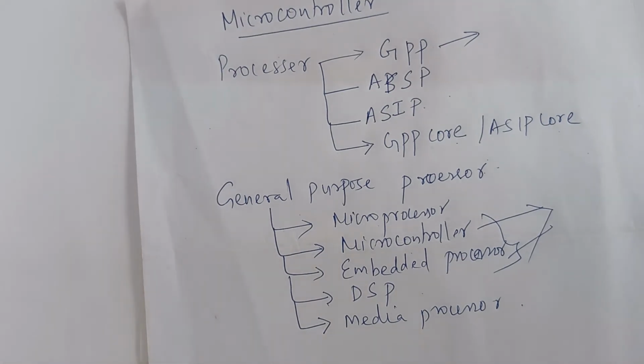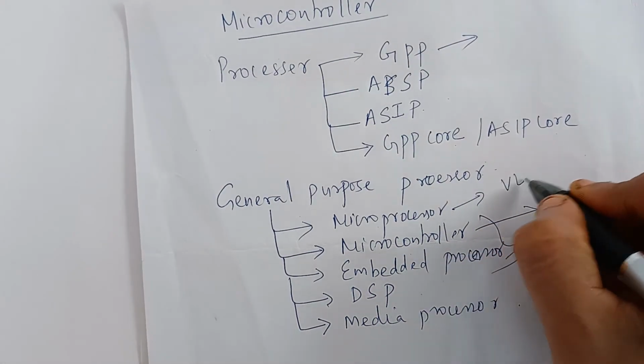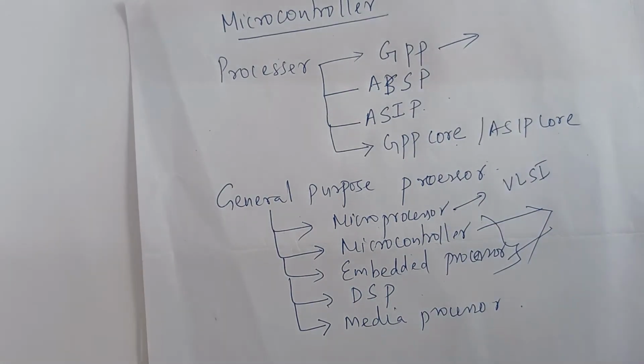In our microprocessor, we know we have a single VLSI chip with CPU. There is no ROM, RAM or input output unit on the chip, and the main series are Motorola's 680x0 series or Intel's x86 series. This all comes under the microprocessor.